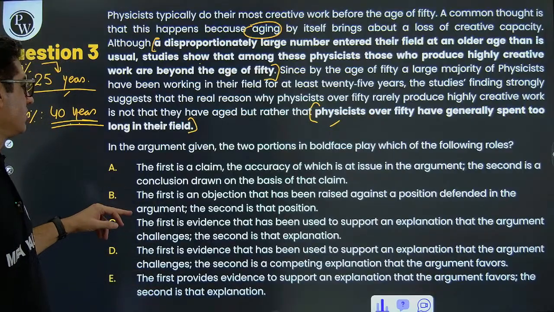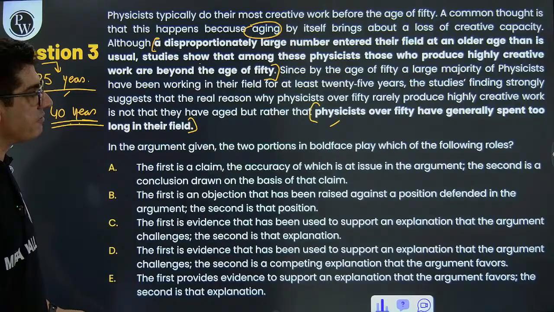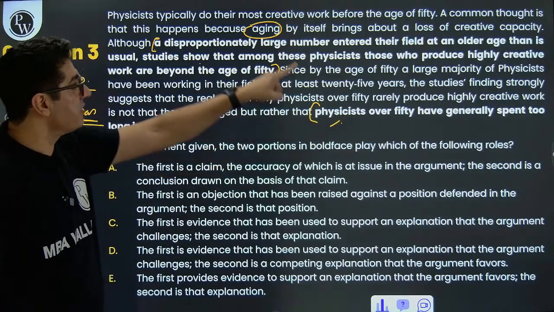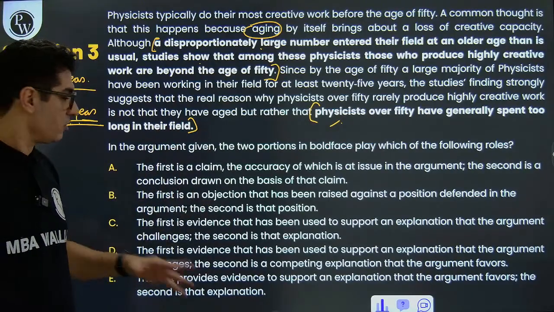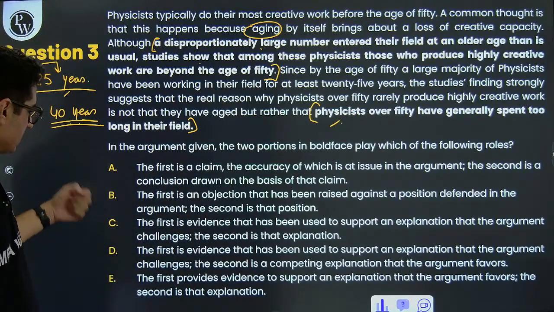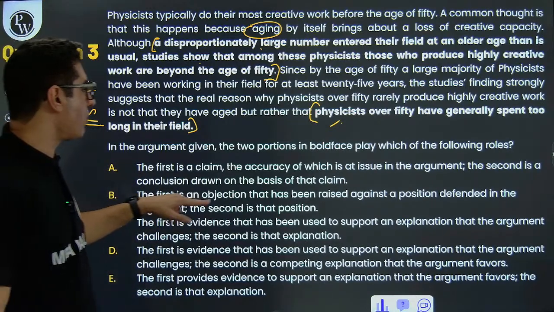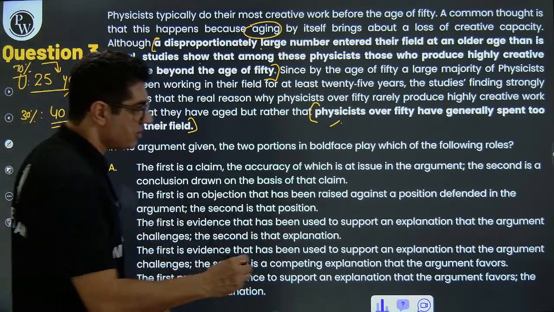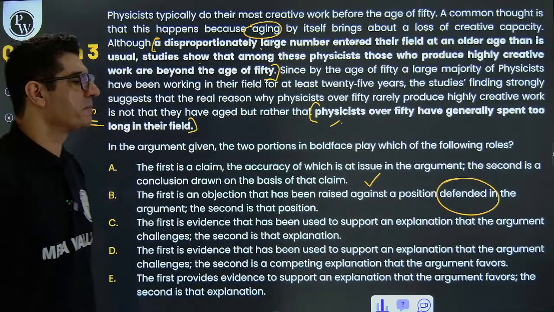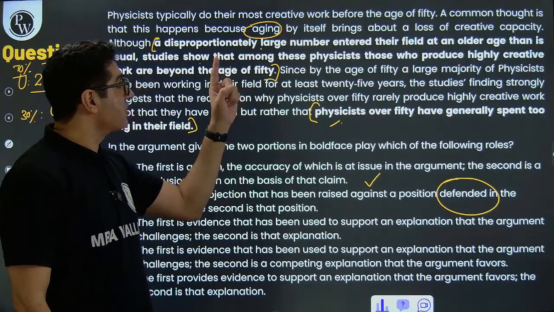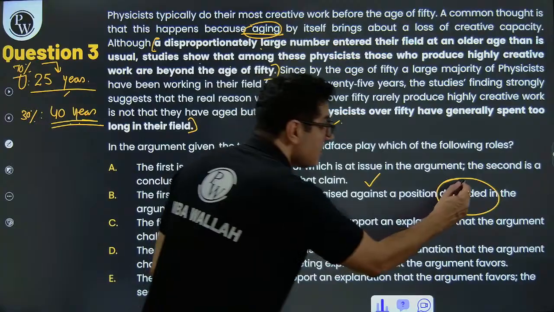Now check. The first provides evidence to support an explanation that the argument favors. This is the explanation that the argument favors. This is evidence for it. The second is that explanation. Whereas, let's compare it with B and C. These are the two which were very popular. The first is an objection that has been raised against a position. Perfect. But is that a position defended in the argument? No. It is an objection raised against a position that the argument questions. It does not defend it.